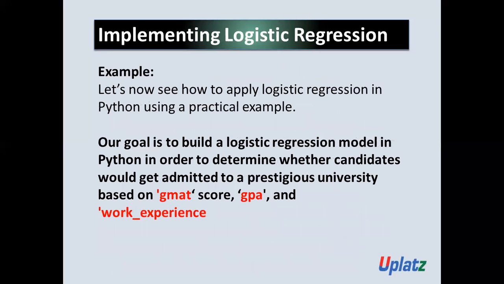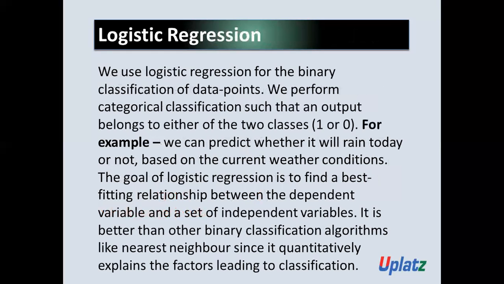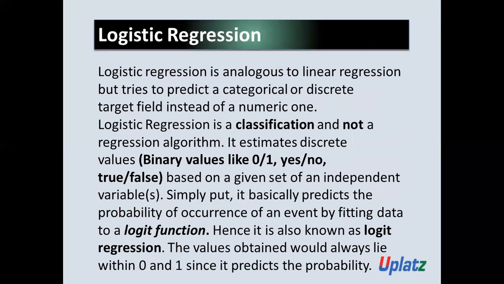Now it's time for us to start implementing logistic regression. Let's see the implementation of logistic regression. By the way, I hope you got a clear concept of logistic regression. Logistic regression is analogous to simple linear regression, but it is going to predict the outcome in terms of discrete values, or values that belong to the two classes, either 1 or 0. It tries to predict the categorical or discrete target field instead of a numeric one.